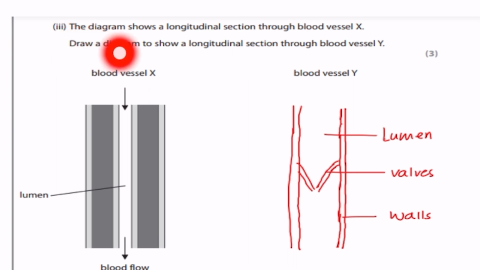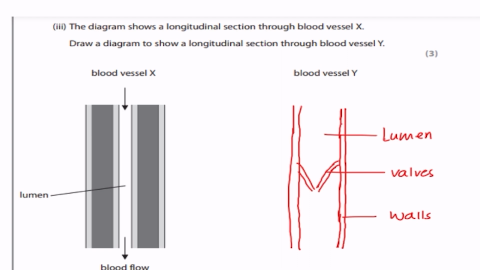Question 3. The diagram shows a longitudinal section through blood vessel X. Draw a diagram to show a longitudinal section through blood vessel Y. Blood vessel X is a big artery called the aorta, and here you can see a thinner, very narrow lumen, thicker walls, and here they have shown the blood flow direction. And blood vessel Y is actually a vein. Veins have a wider lumen and they have valves also, and the walls are thinner. So this is how you can draw the diagram of blood vessel Y.